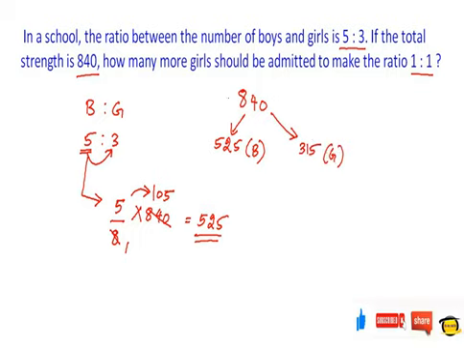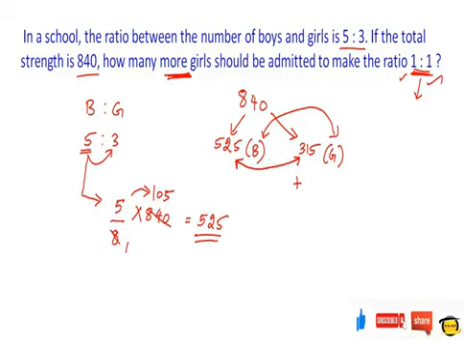Now what is given? How many more girls should be admitted to make the ratio 1:1? So we are going to add some more girls to the class so that the ratio becomes equal, right? What does this 1:1 mean? For every 1 boy, there will be 1 girl, right? So logically speaking, the count of boys and girls should be made equal, right? So how many more girls have to be added to 315 to make it 525?